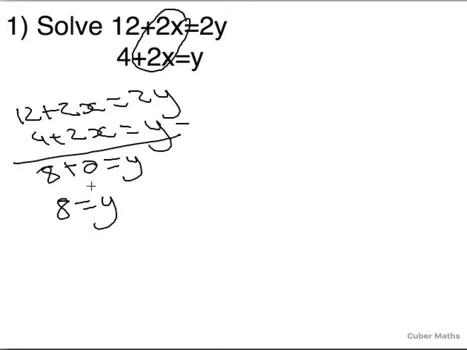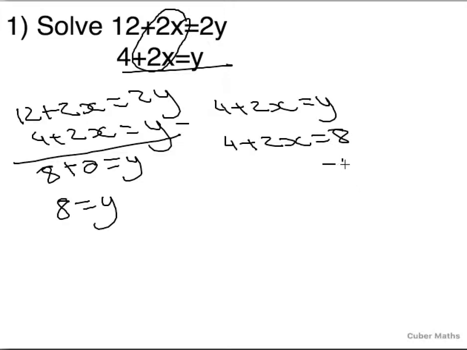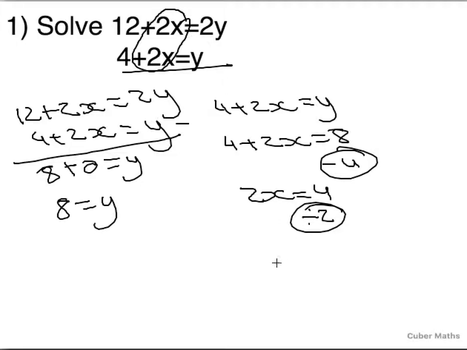Now that we've found that, we can put that back into one of our equations to find out what x is. So if we take the bottom one here, because it's the simpler of the two, we've got 4 add 2x is equal to y. And we've just said y is 8. So if we substitute that in, we've got 4 add 2x is equal to 8. So if we take away 4, we've got 2x is equal to 4. Now just to get x on its own, all we simply need to do is divide by 2. So x is equal to 2.